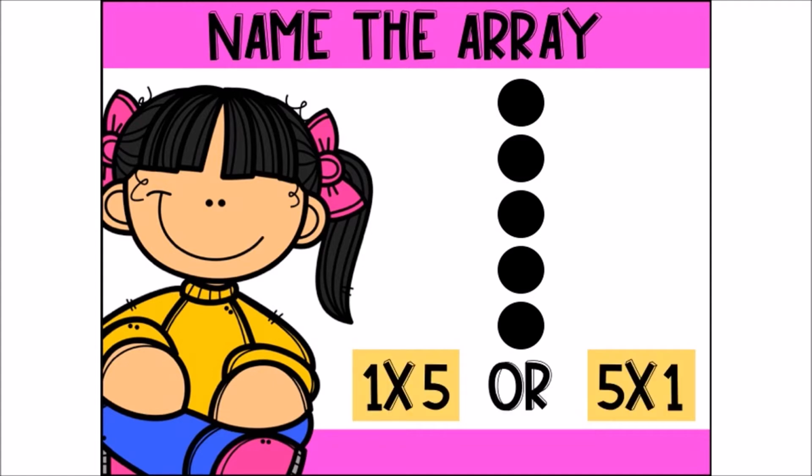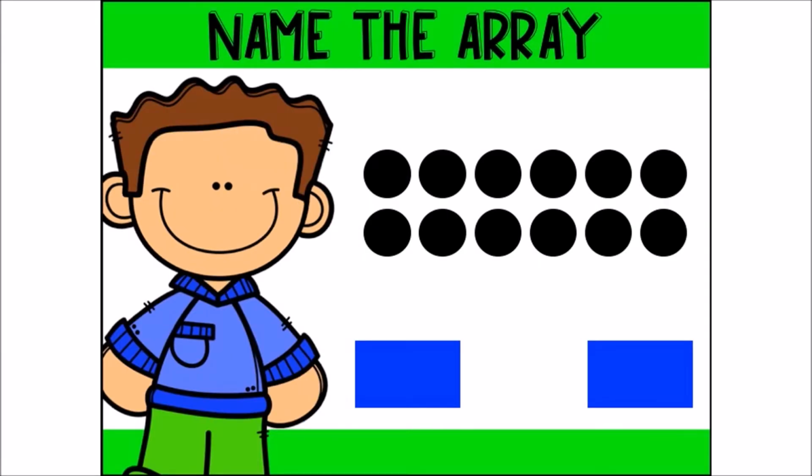You should have written 1 times 5 or 5 times 1. What is our answer either way? Our answer either way is 5. 5 times 1 is just 5. Anything times 1 is just that number. Fun fact.